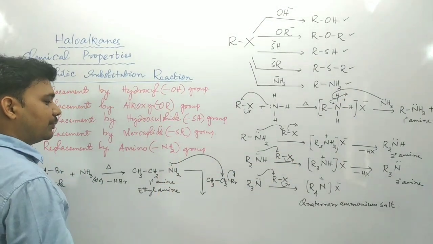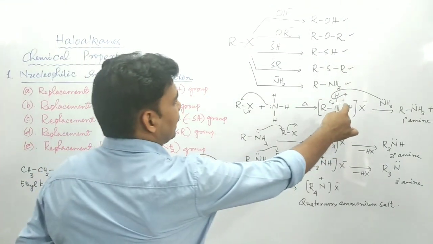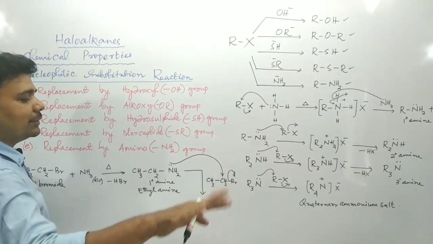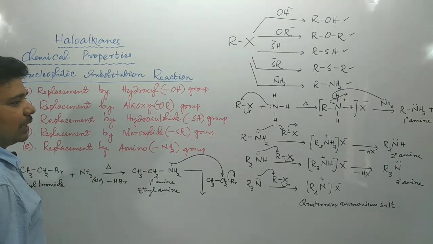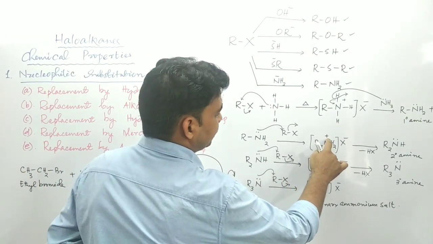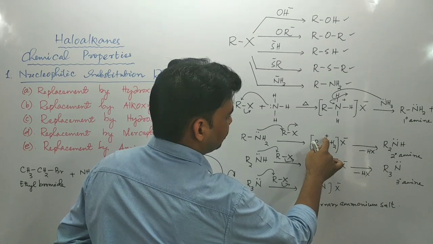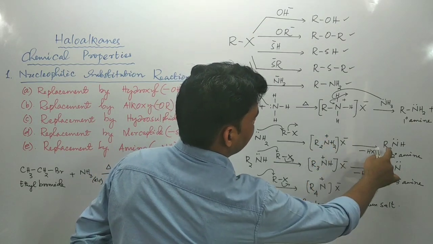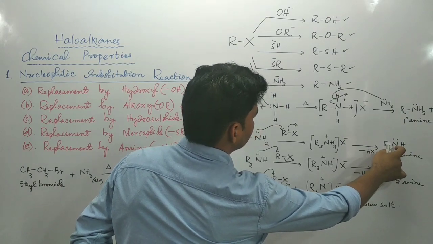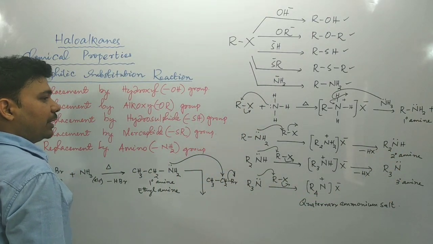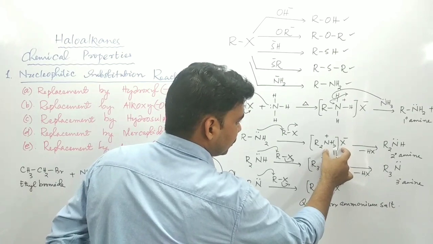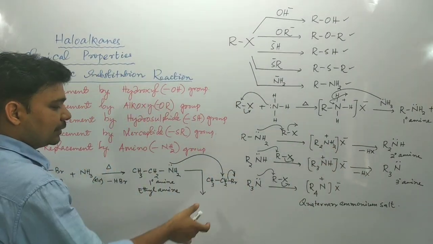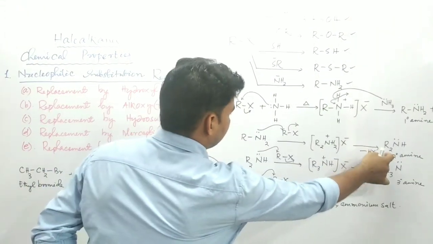And in the next step, when one hydrogen ion is released, the positive charge is cancelled. In the middle species, the positive charge was there, but after the release of one hydrogen ion, we are getting R2NH, no positive charge. So we are skipping the presentation of this intermediate species. Let me write the ultimate product here.